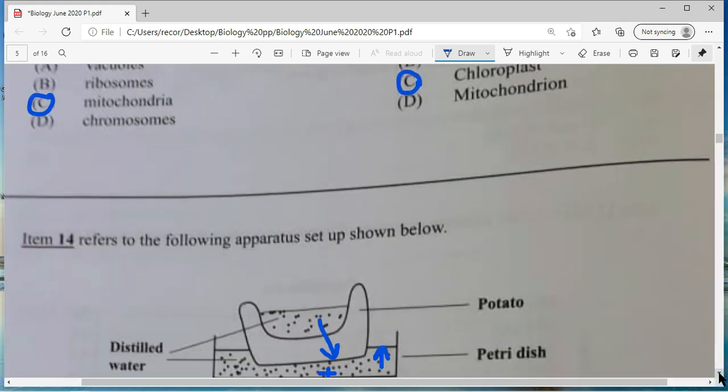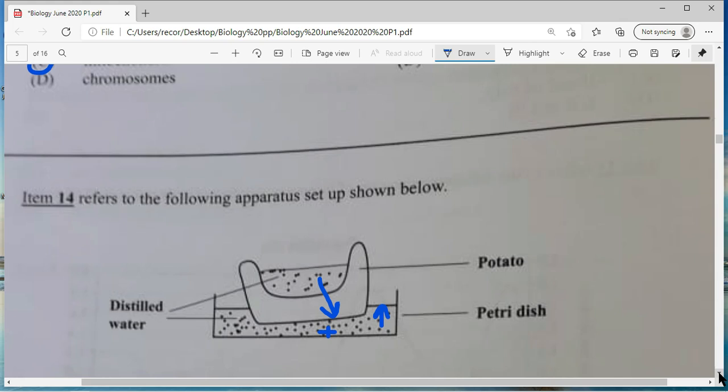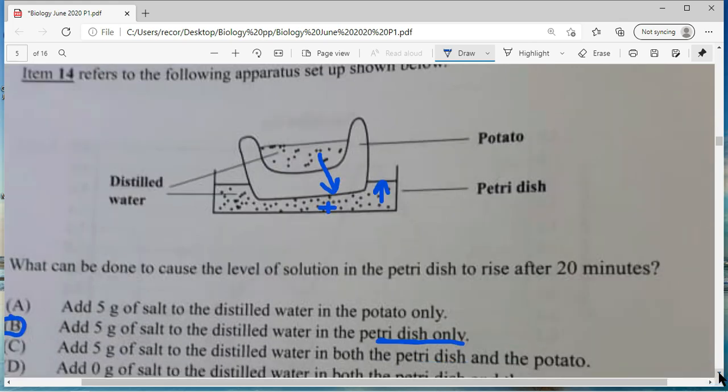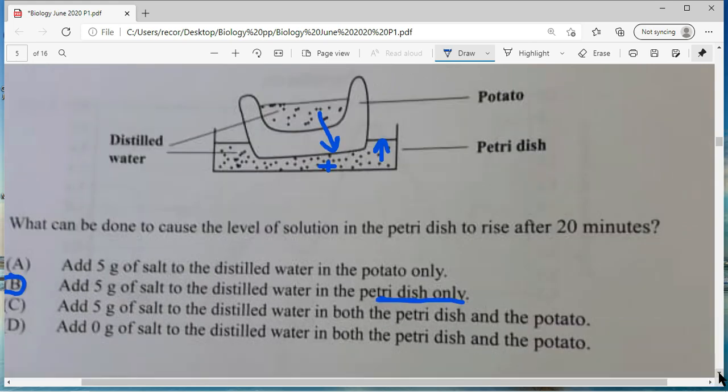Question 14 refers to the following apparatus setup shown below, and we're looking at a potato that is gorged, and of course it has distilled water in it, and there's distilled water in the petri dish. And we're looking here at what can be done to cause the level of the solution in the petri dish to rise after 20 minutes. This is easy. Now we're looking at osmosis.